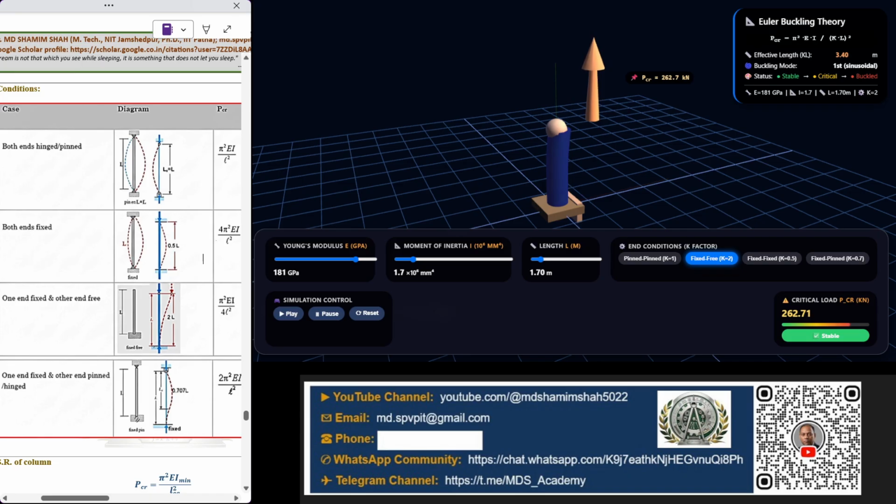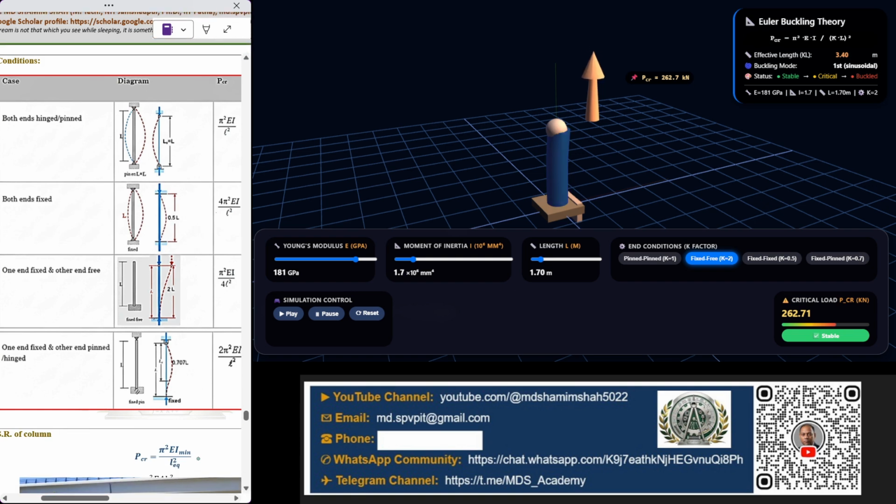Here I am presenting small animations, a detailed visualization that explains how buckling happens in a column. On the left side we have four different cases. One is both ends fixed, which gives a critical load of P critical equal to 4 pi square EI upon L square.